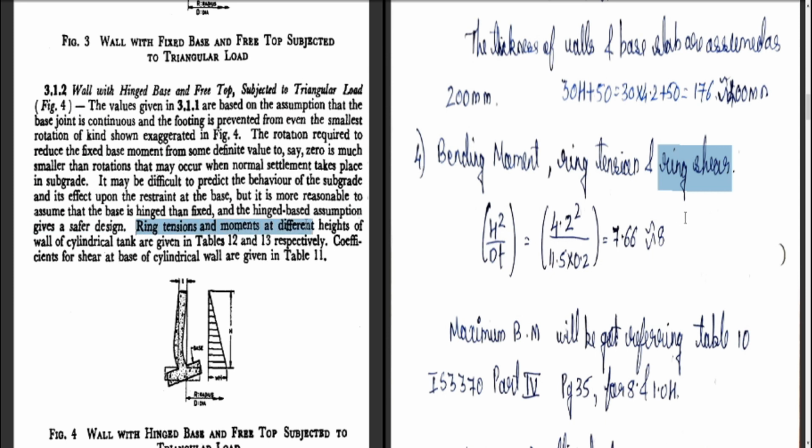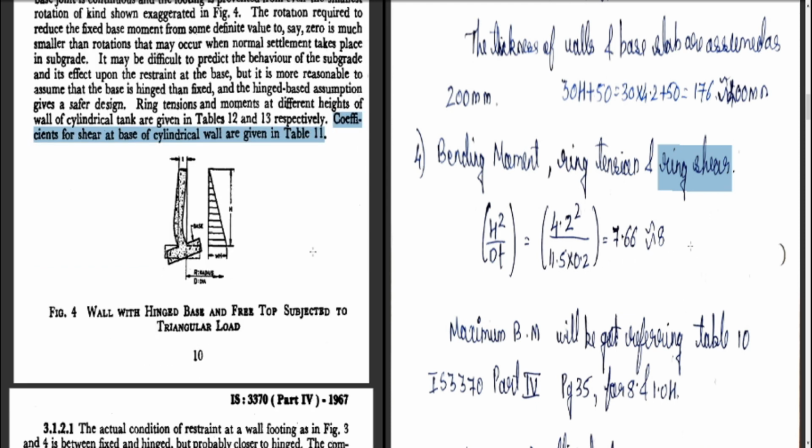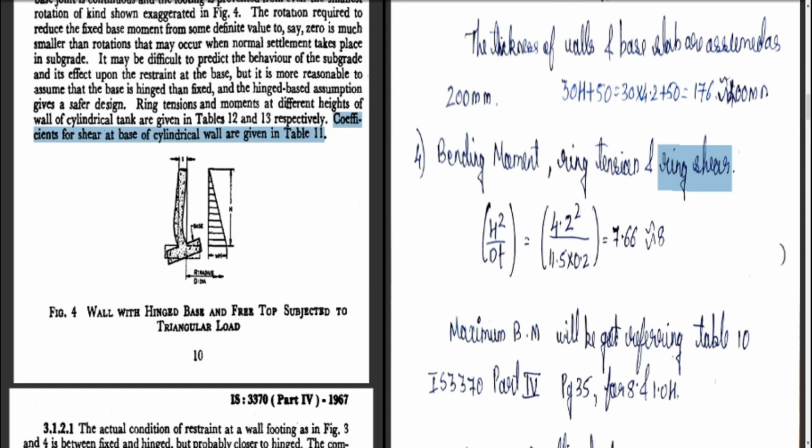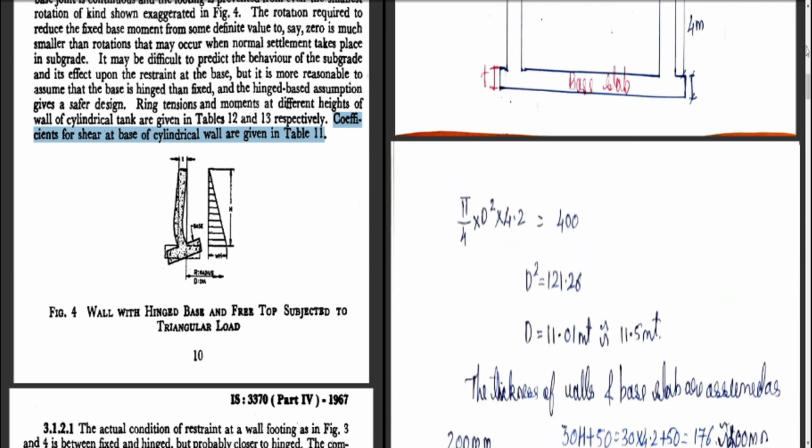So how is it calculated? Ring tension and movements at different heights of the cylindrical wall are given in table 12 and 13 respectively, and the coefficient of shear at the base of the cylindrical wall is given in table number 11. So this is how it is to be computed. Now, what is our question? If we see the question, I will go back to the question.